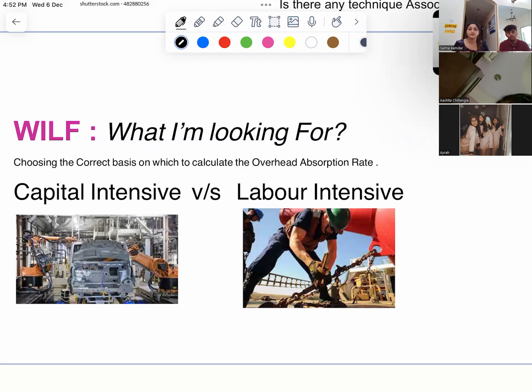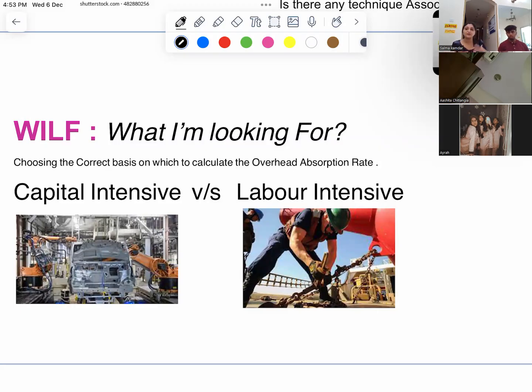Okay, then you will find what? You will find the budgeted overheads. After finding the budgeted overheads, what do you do? You see which is more, capital or labor. You will see whether something is capital intensive or labor intensive.